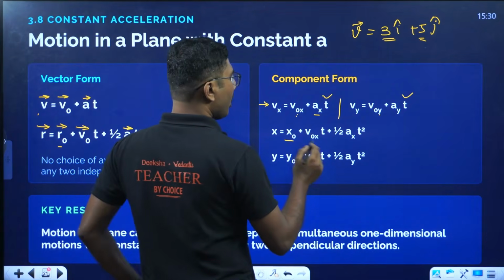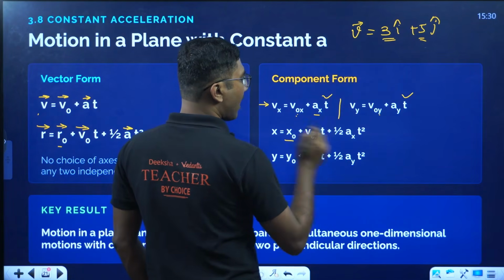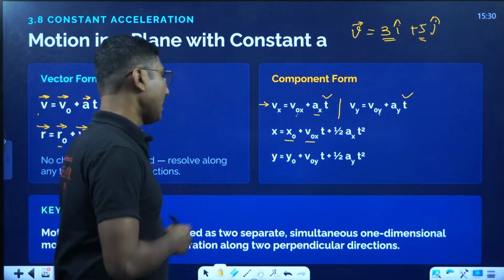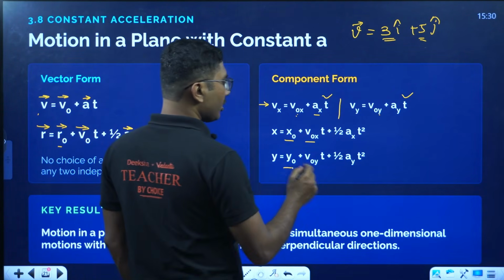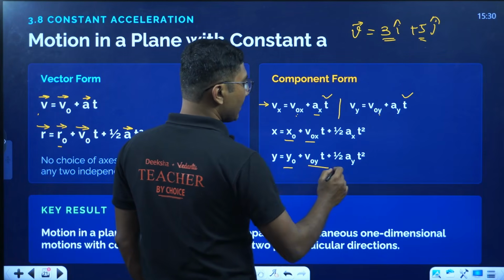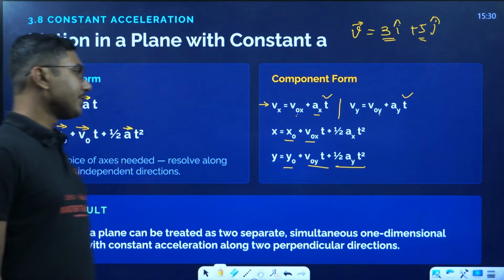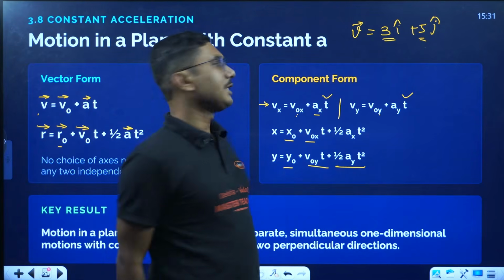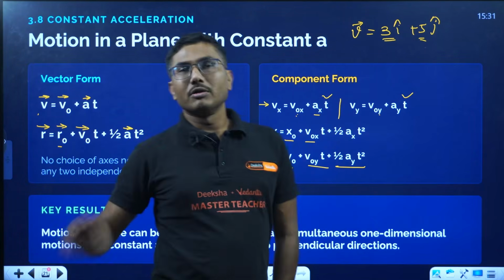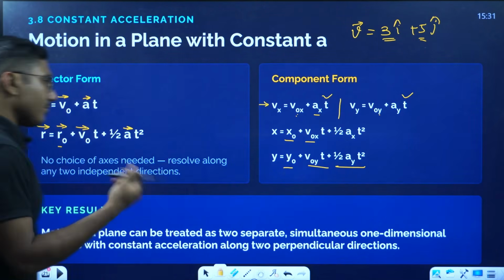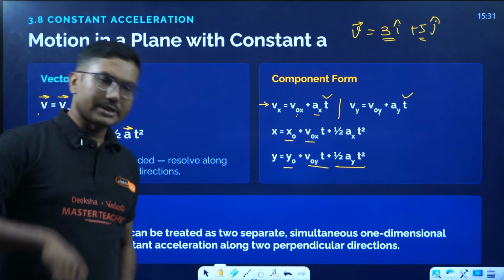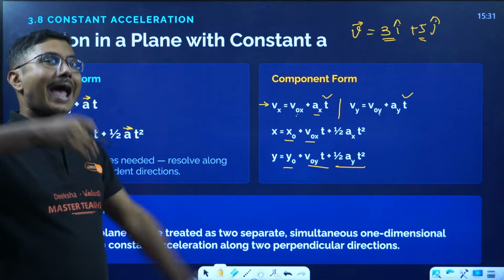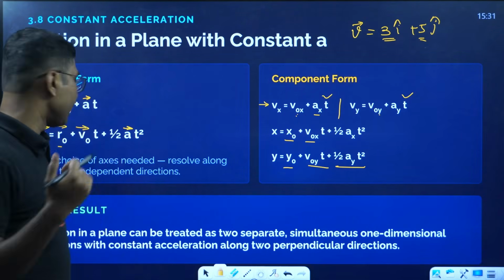So x = x naught + vxt + half axt², and y = y naught + vyt + half ayt². So this is what only you need to change. S = ut + half at² remains the same, v = u + at also remains the same, v² = u² + 2as also remains the same. Only they need to be added according to the components.